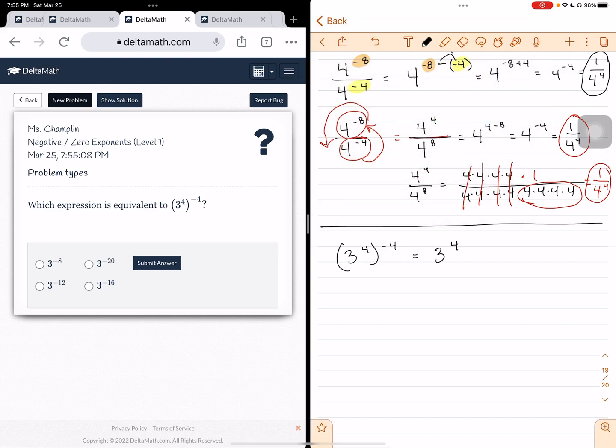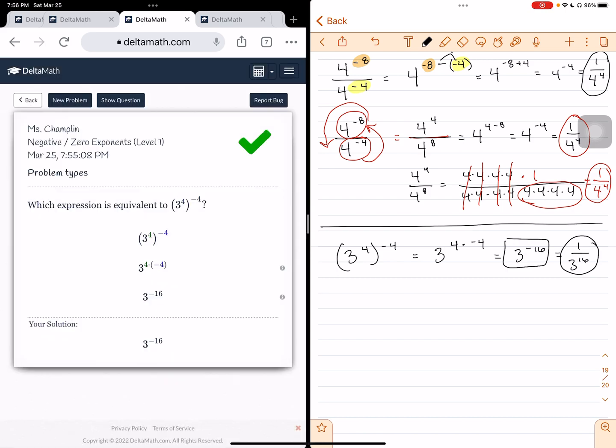All right, so this would be 3 to the 4 times negative 4, 3 to the negative 16. And technically, I mean, we would want to go forward and make this 1 over 3 to the 16th, so then we have a positive exponent, but it's just asking for which expression is equivalent to 3 to the 4th raised to the negative 4th power. It would be 3 to the negative 16th. And they might have even written this as an option, right? Probably not because they want you to go further, but that would also be an equivalent expression to that original one that they gave us.